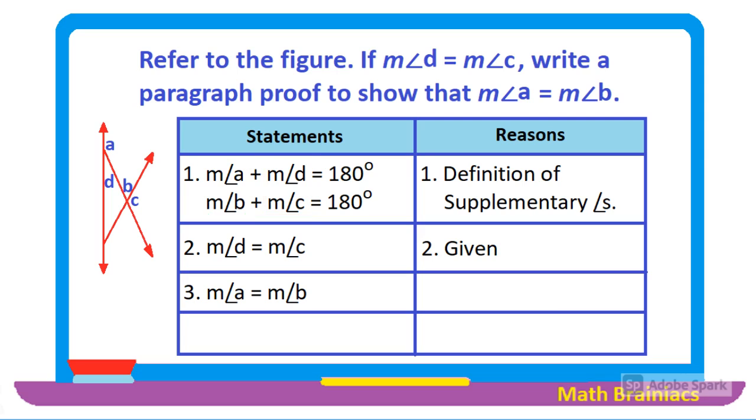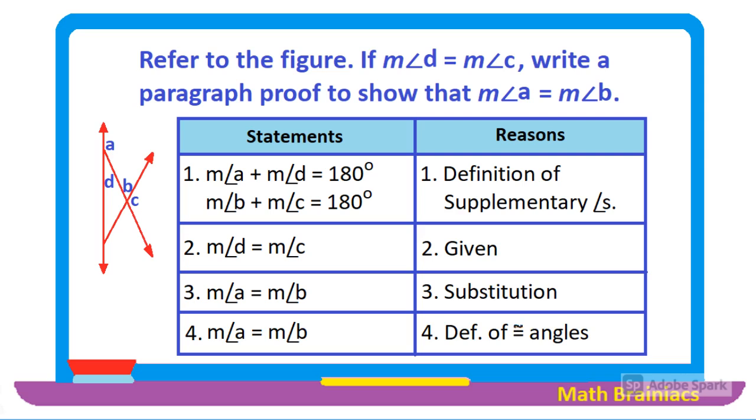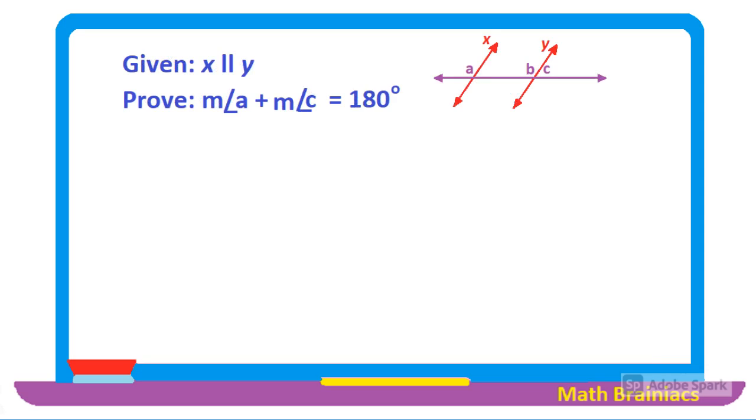Consequently, we can write the measure of angle A is equal to the measure of angle B, and we arrive at that by substitution. Therefore, we can write that the measure of angle A is equal to the measure of angle B, which is the definition of congruent angles. Let us work on another example so that you can understand it well.